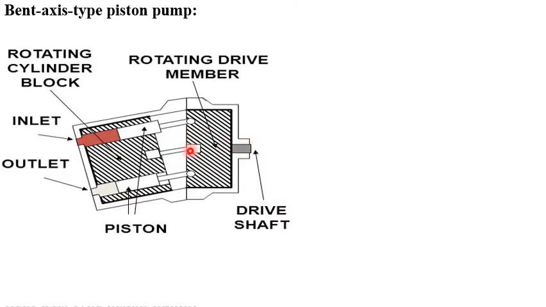See here, the center line of this cylinder block is set at an offset angle relative to the center line of the drive shaft. And this cylinder block contains a number of pistons arranged in a circular manner. The piston rods are connected to this drive shaft flange by ball and socket joints.